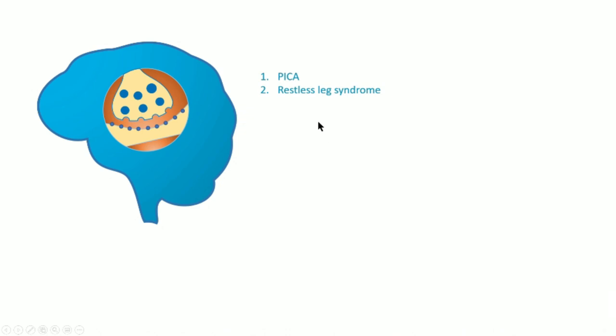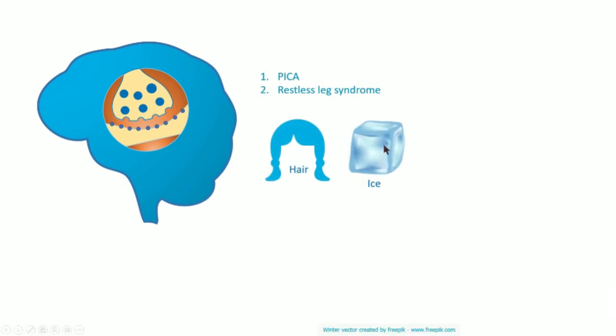Pica is an eating disorder characterized by eating of non-food items that include hair, ice, dirt, and paint chips. The term pica is derived from the Latin word for magpie. Magpie is a bird that collects non-food items.